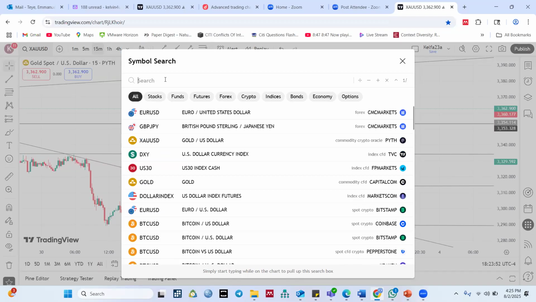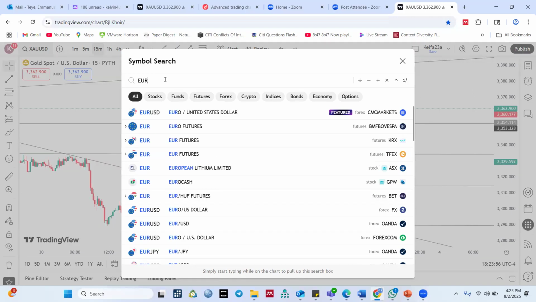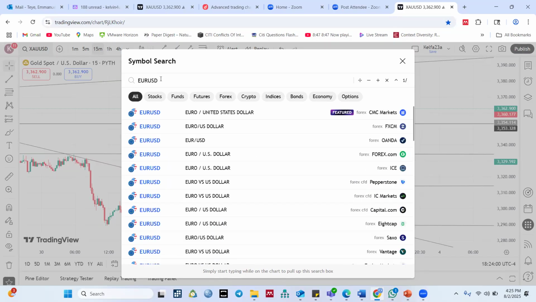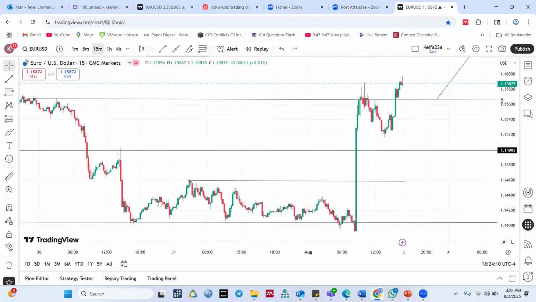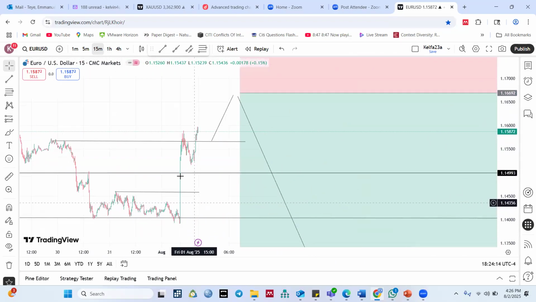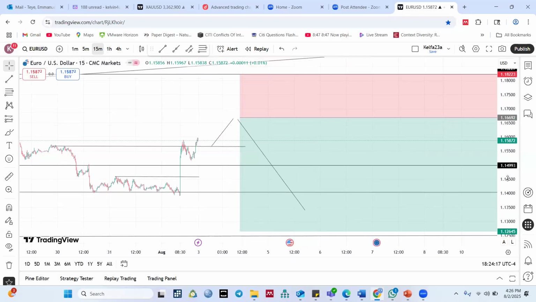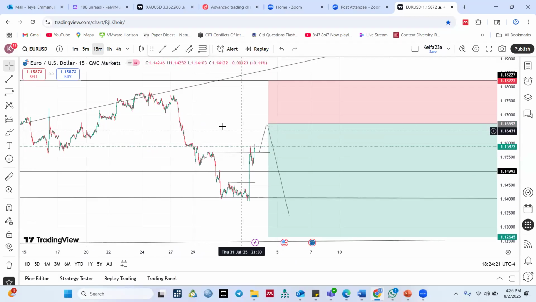So you can just put EUR-USD. You see that it appears. This is for those who are beginners, those who don't know this. Then you click on it and the chart opens for you. So this is my chart on EUR/USD.